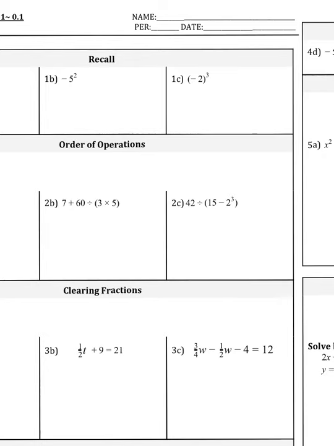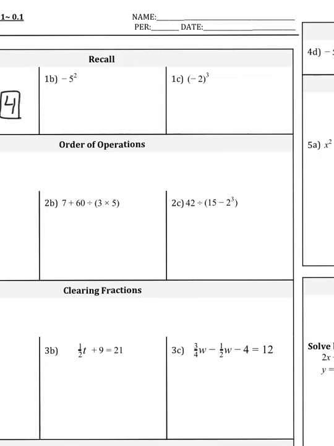Class notes, review of Algebra 1, 0.1. Question number 1 on recall section. Negative 2 to the power 2. You can do this problem two ways. You can multiply negative 2 times negative 2 and you get 4 as your answer.